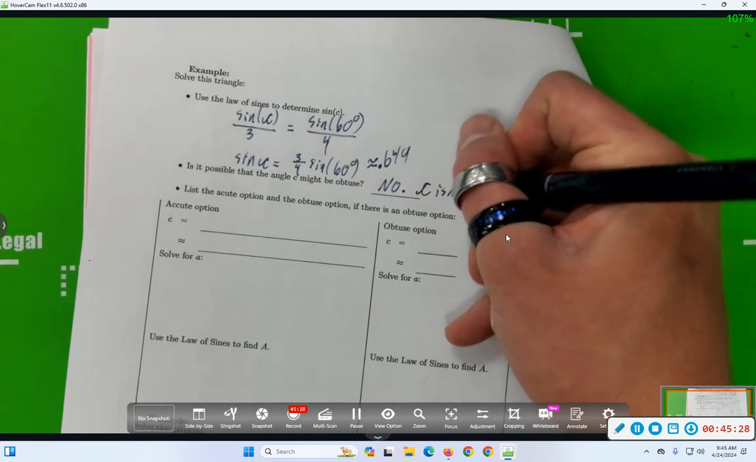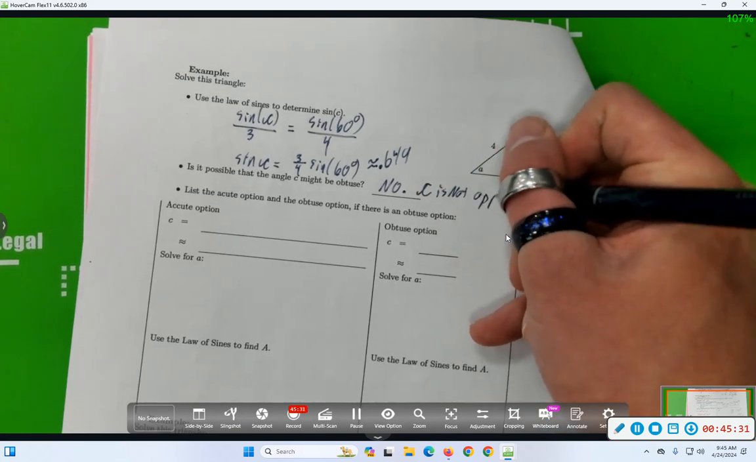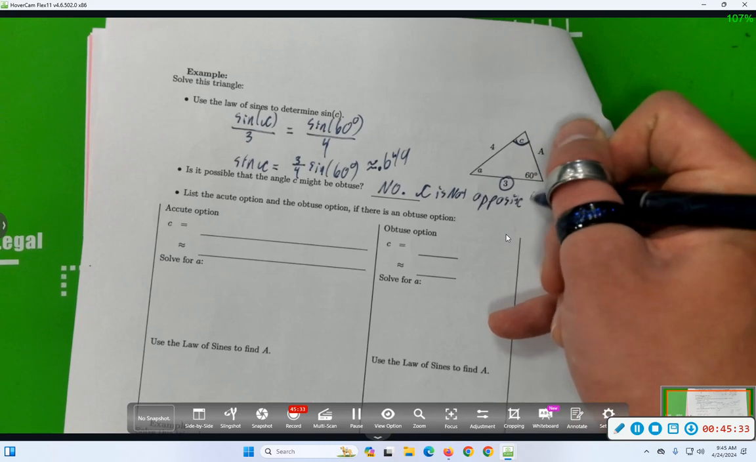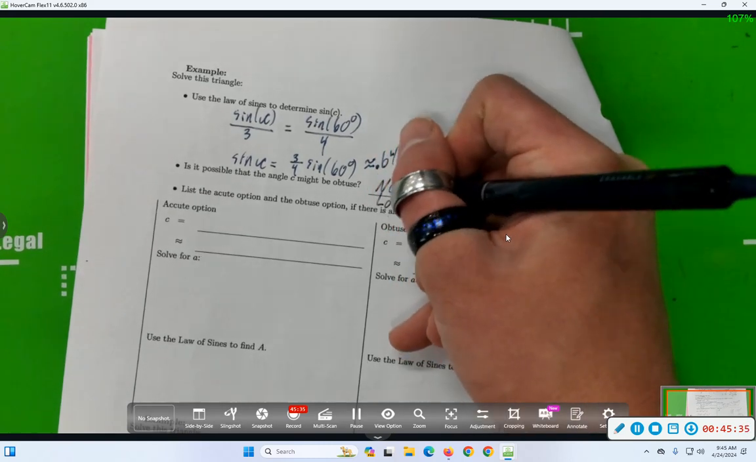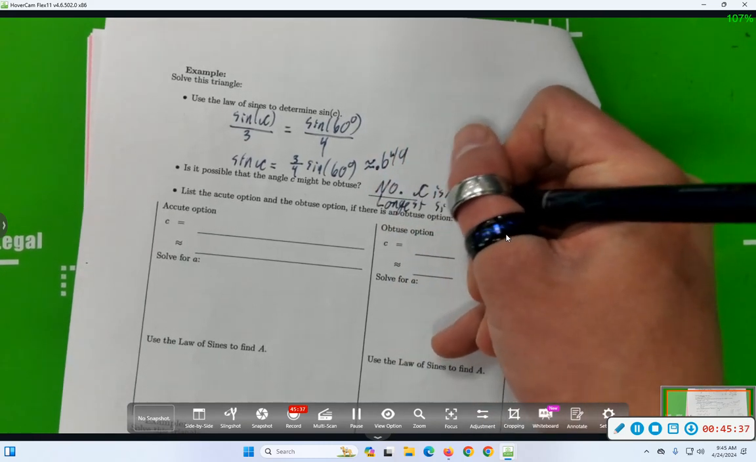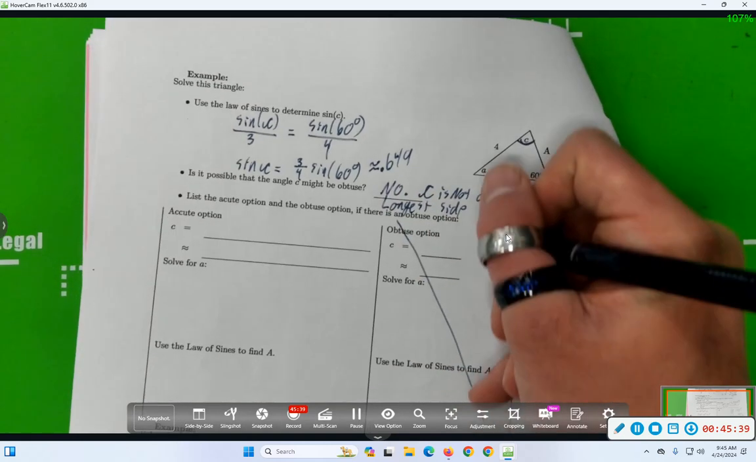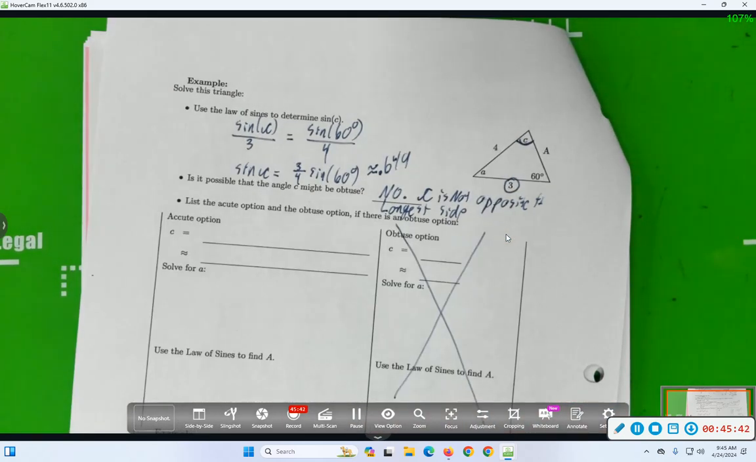C is not opposite the longest side. So there is no obtuse option. Do you think we could do the same walk as last time to get the acute option? Yeah, I mean, we could. I'm not going to because I have 5 minutes left. People think they could do it on their own time?